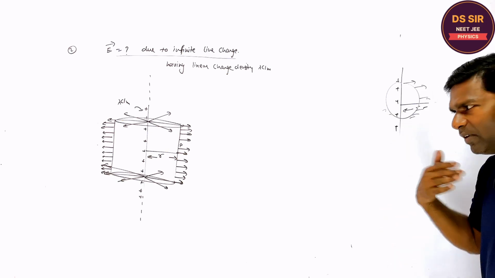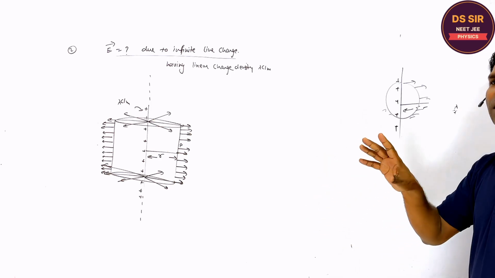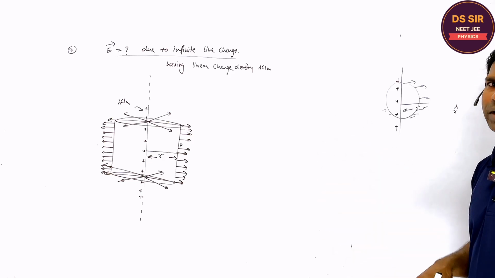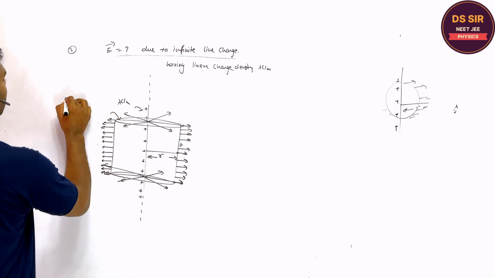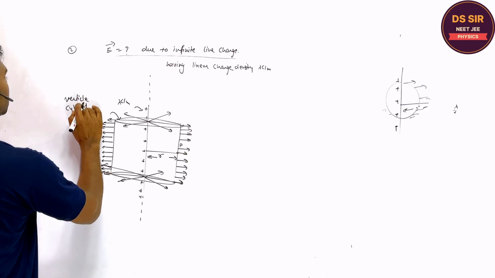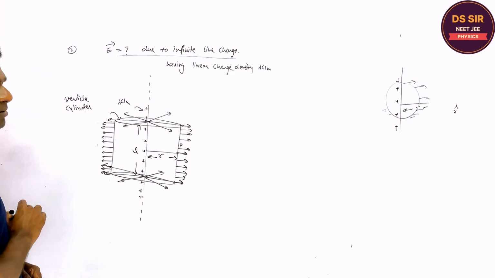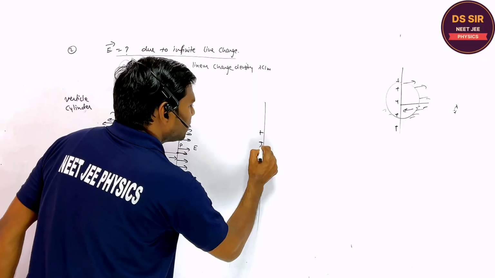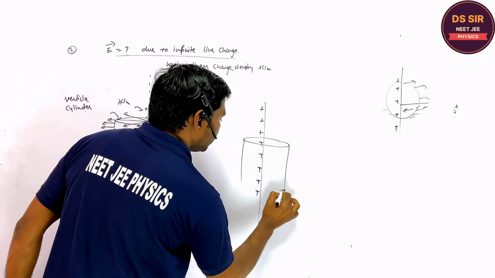First I will tell you which type of Gaussian surface you have to choose for which type of charge distribution. Then you will understand automatically after taking a few examples. So here the vertical cylinder is the Gaussian surface. The length of this vertical cylinder I am taking as L. Everywhere the electric field is E. I am making the figure once again like this: this is the symmetric charge distribution and this is the Gaussian surface.